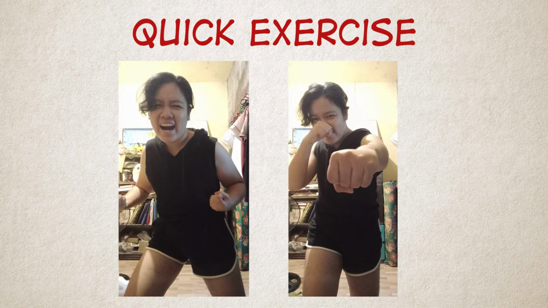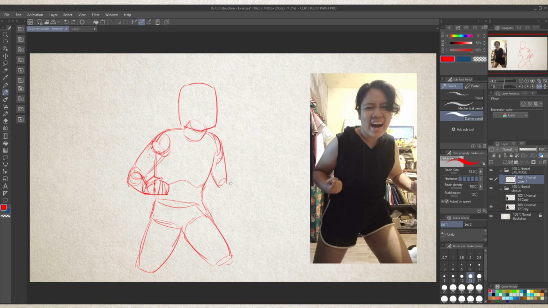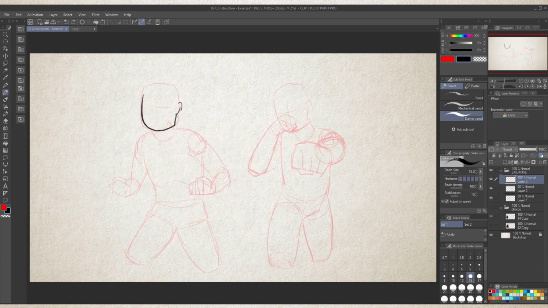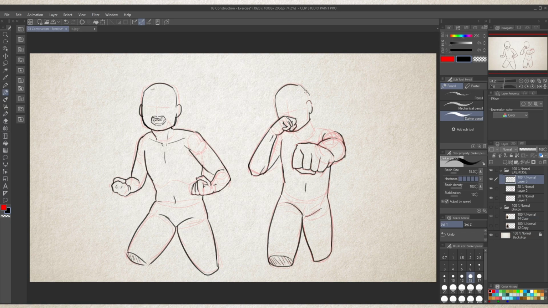Quick exercise. Using these two totally hyped poses, observe how the limbs work. Using cylinders, circles, or whatever shapes you can find, break down the construction of these poses in 3D space and try finishing the pose using only your shapes.